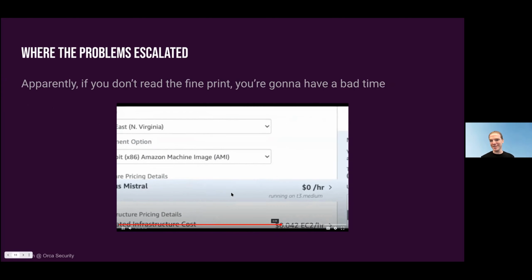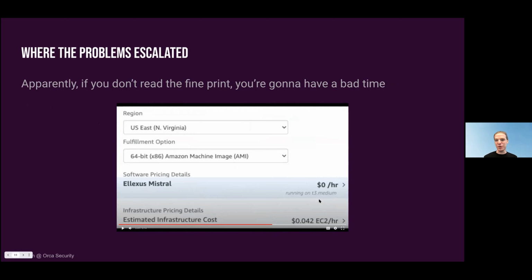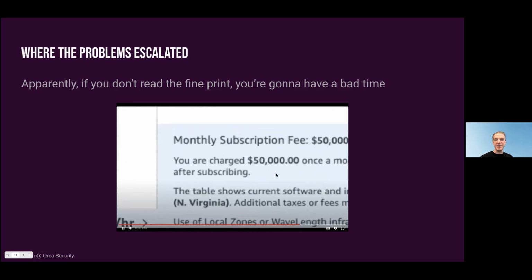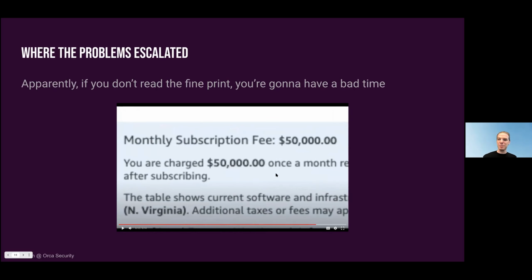Sorry, 1 second. Okay, you have the cost of the software hourly, and you have the cost of the underlying infrastructure. However, in a small number of products, you have another fine print, shall we say, cost of a monthly subscription. We only found that out after encountering this little blip in our billing. Yeah, that was a fun Sunday.